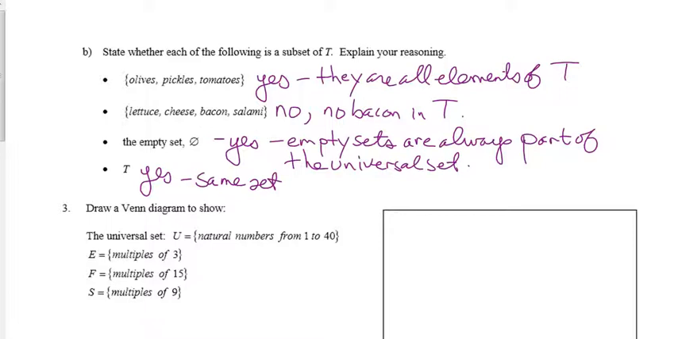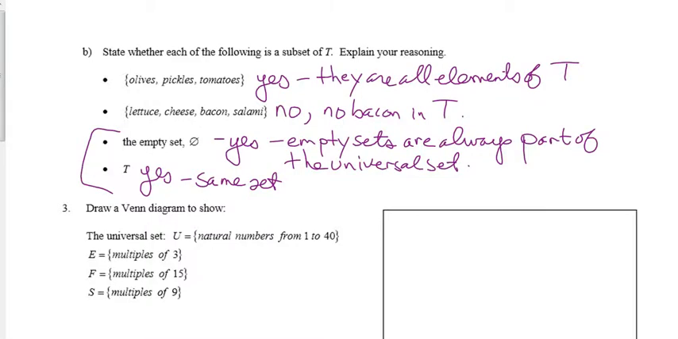Okay, so all elements of T are also considered a subset, right? So the empty set and everything is considered a subset of the universal set. These are kind of definition-y things. These are kind of more obvious because you just look and say, yeah, that's part, and no, bacon isn't in there, so that isn't part.